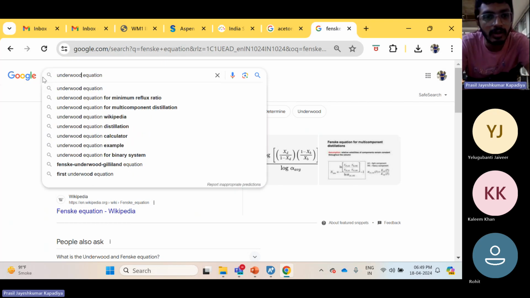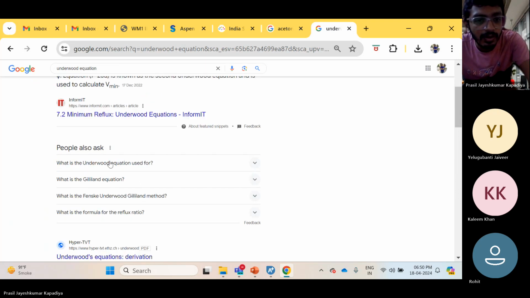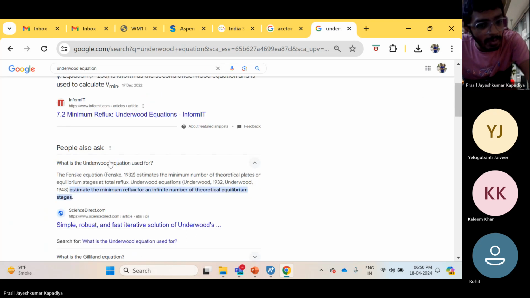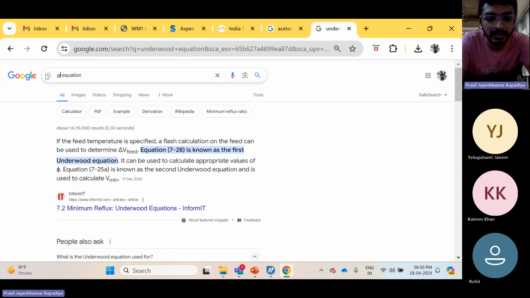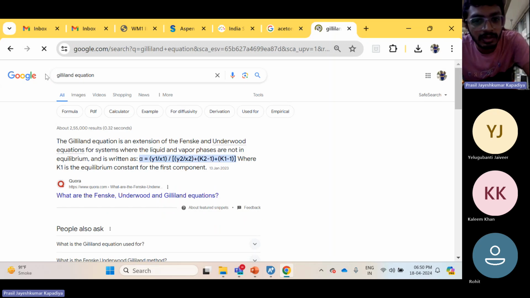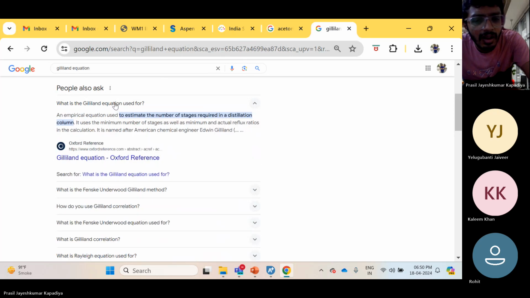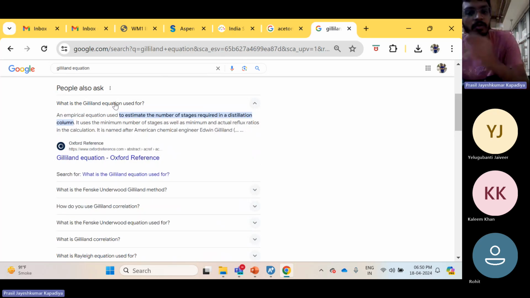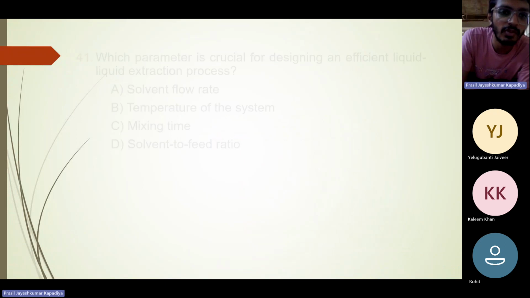Underwood is, as you told, for minimum reflux ratio, and Gilliland is from these two we can get the estimated number of stages, actual number of stages required, right? So Fenske is for minimum number of trays. Okay, so next question 41.